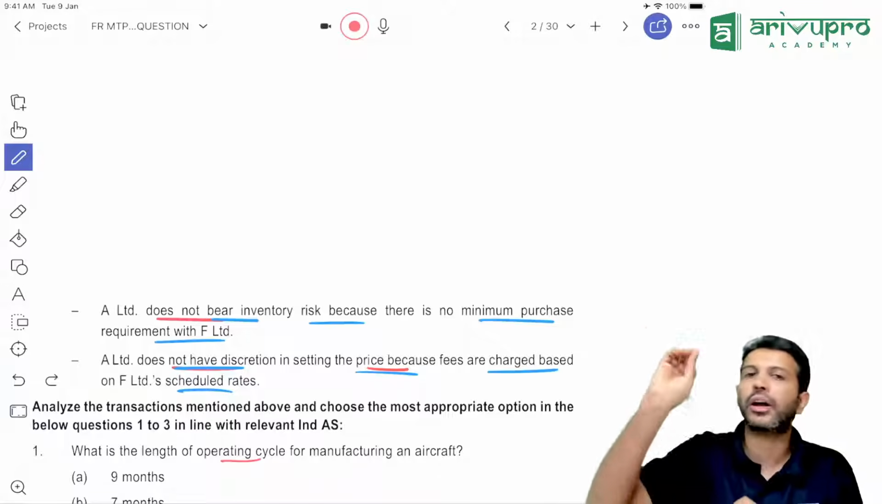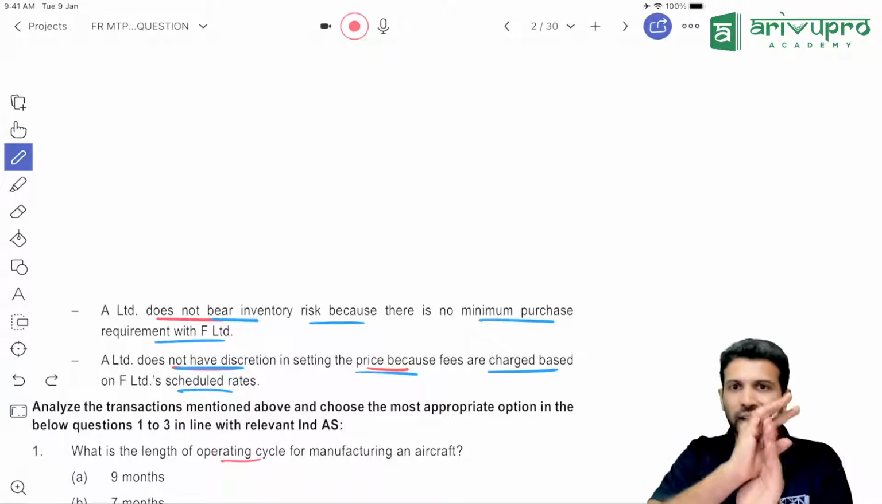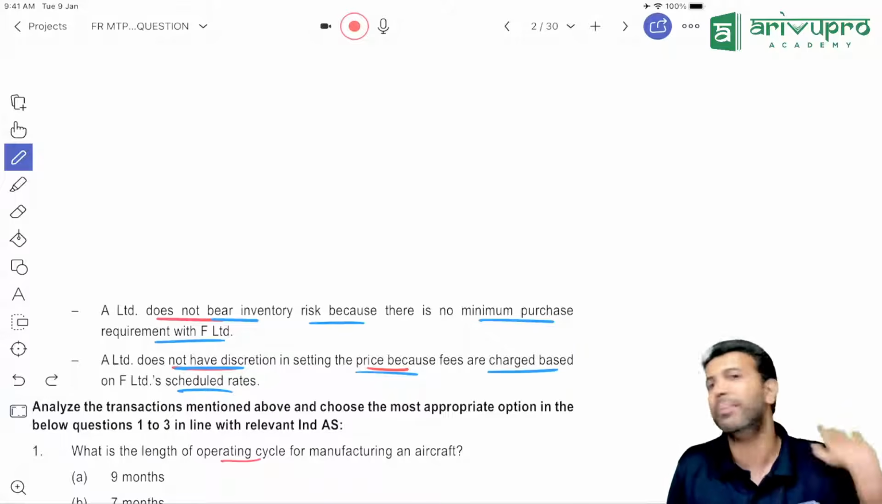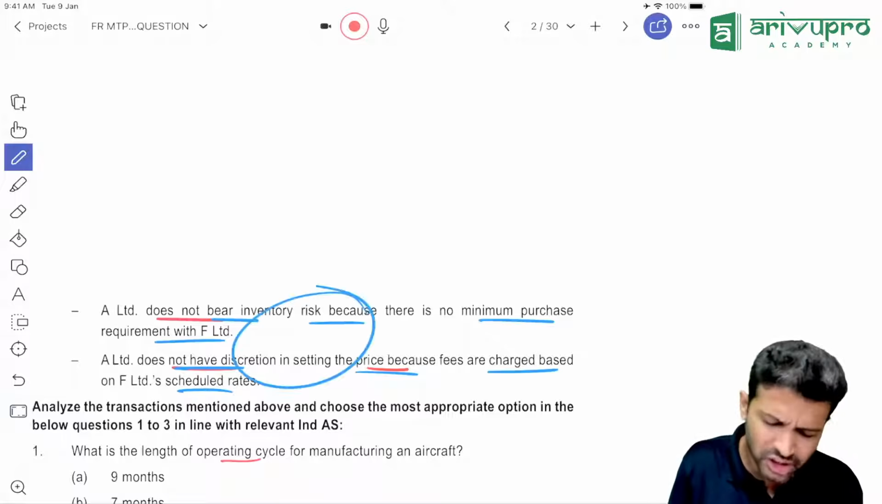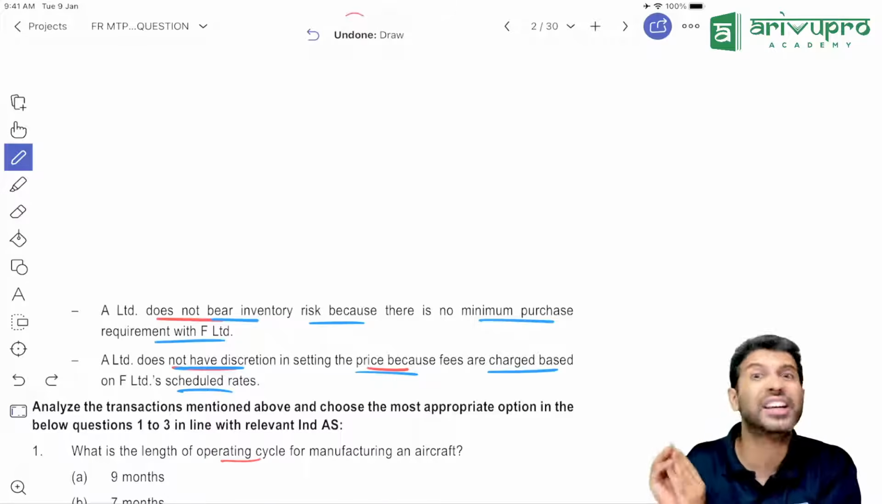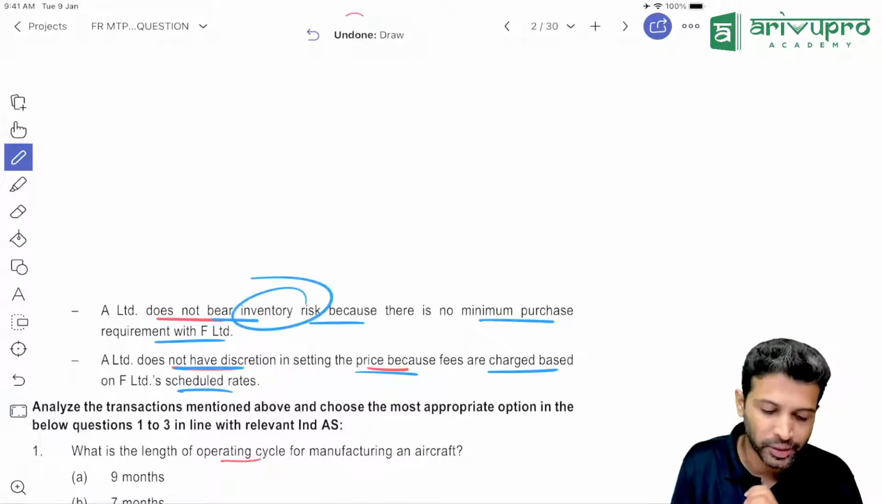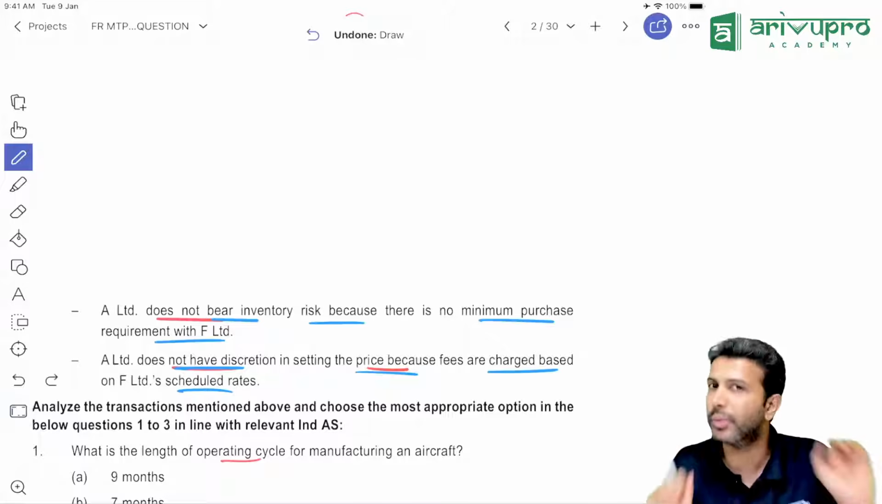So if you want advertisement on this slot, this is the cost. They have a fixed rate card, so we don't have any bargaining power there. However much F charges, we have to pay that much. I mean, these two are indicating that we are an agent because we don't have a right to fix the price of the goods. We are not bearing the inventory risk over here because there is no minimum purchase.